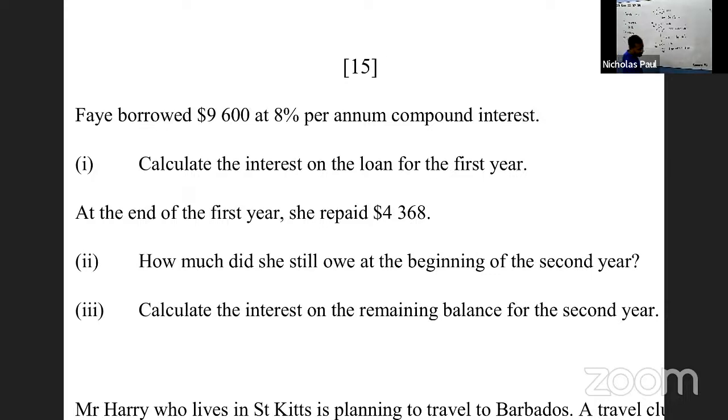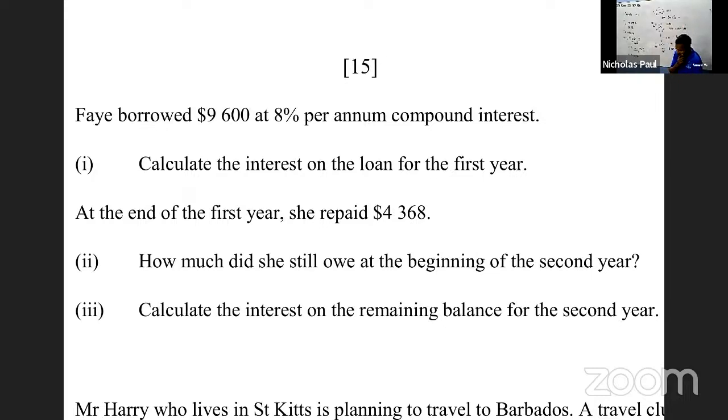Can I start? You started? Right, so we have Faye here. Faye borrowed 9,600 at 8% per annum, compound interest. So we have to follow the technique that we did a little while ago.